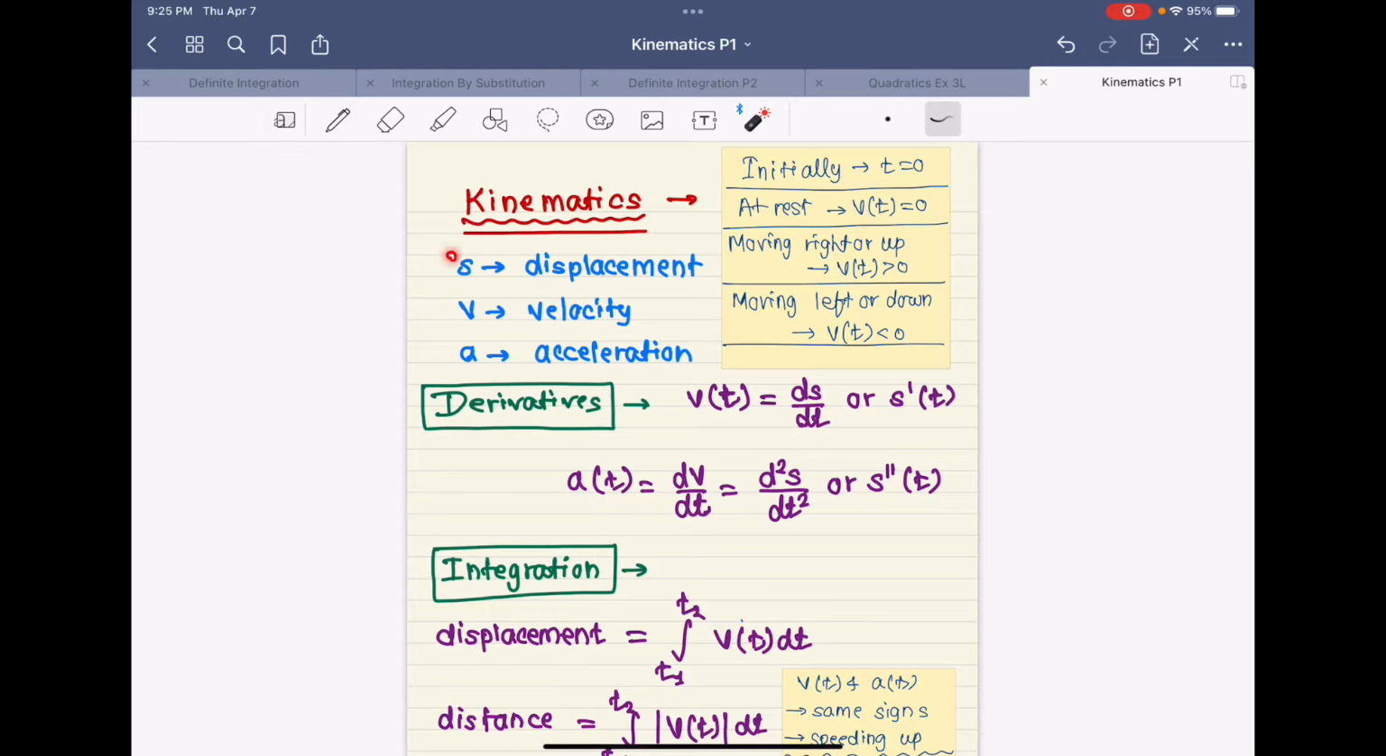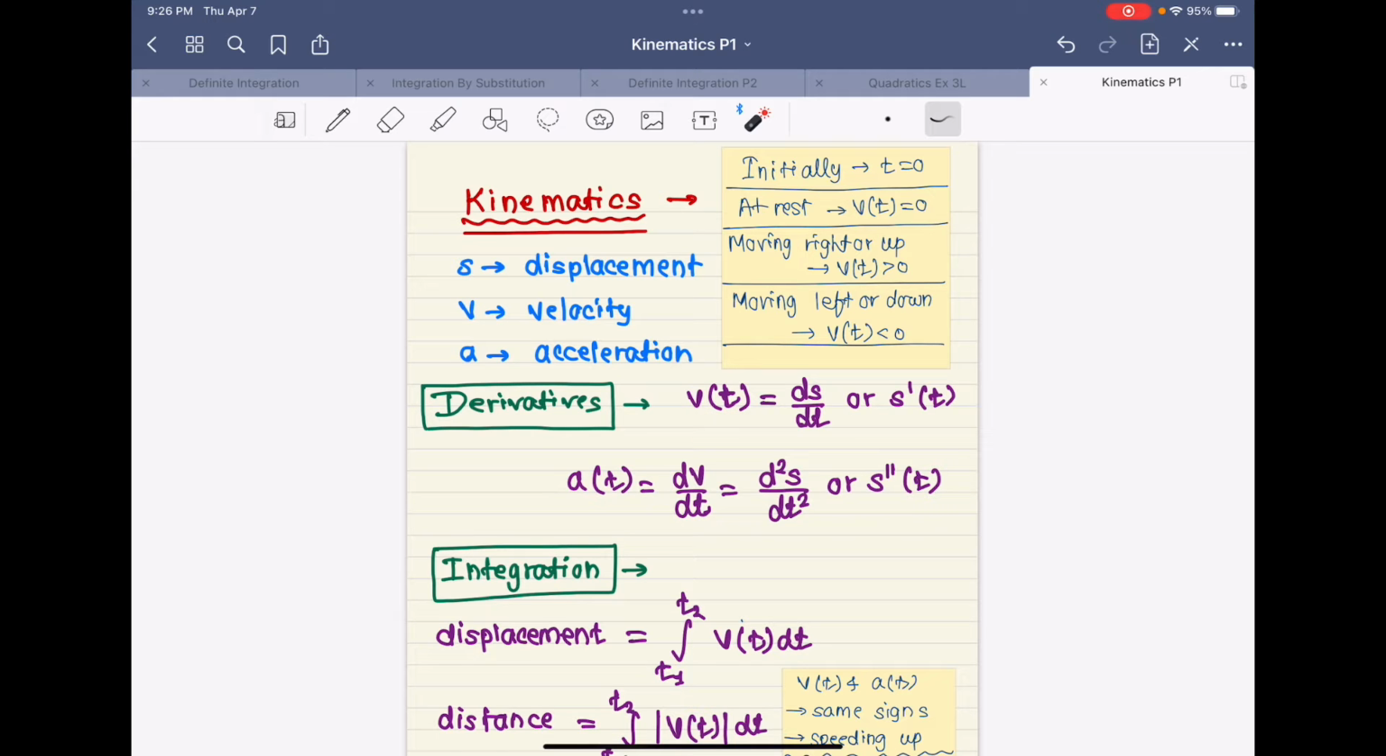Kinematics basically depends on three terms: S, V, and A. S stands for displacement, V stands for velocity, A stands for acceleration. If you are deriving something new from the basic quantity, a derivative is used. So if you have the basic displacement function and you are deriving velocity, you have to take a derivative of the displacement function, which is denoted by ds by dt or s dash t.